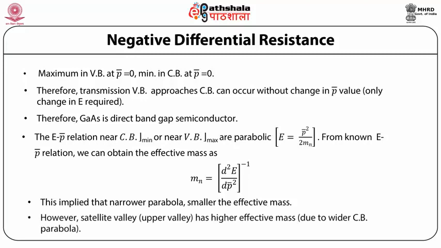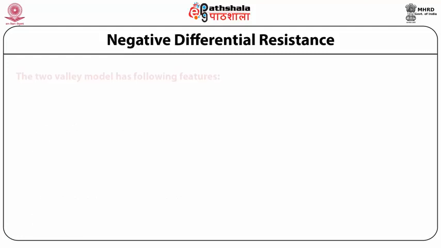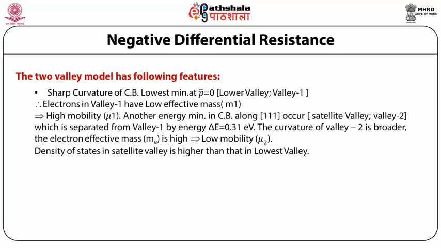However, the satellite valley, the upper valley as shown in the figure, has higher effective mass due to a wider conduction band parabola. So the two valley model has the following features. Number 1, the sharp curvature of the conduction band has its lowest minimum at p bar equal to 0, the lower valley, that is valley 1. Therefore, the electrons in valley 1 have low effective mass m1, implying high mobility mu1.